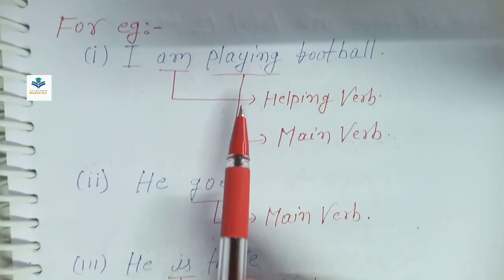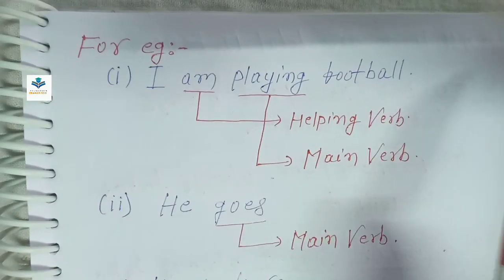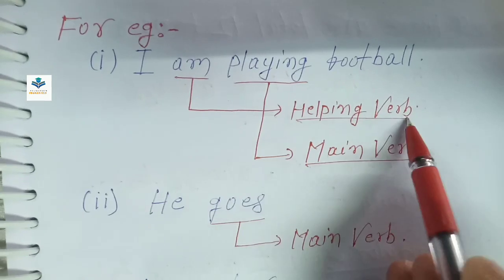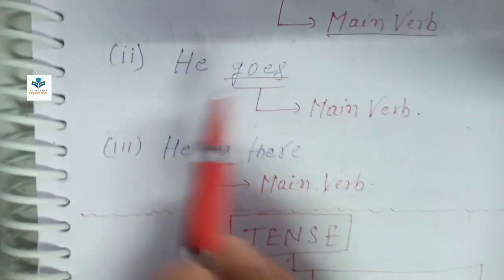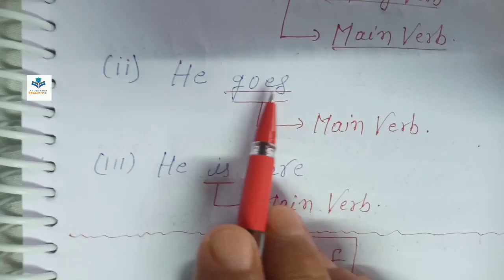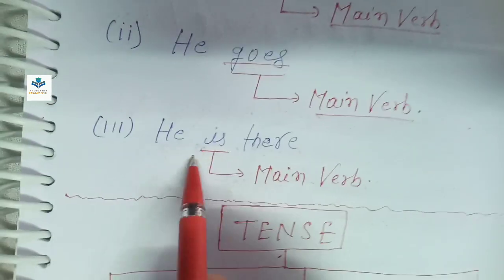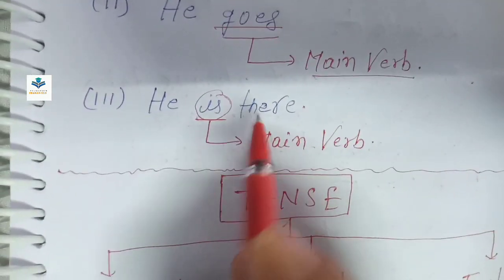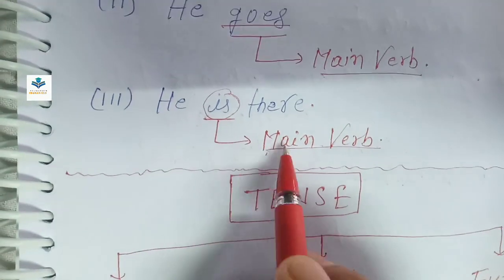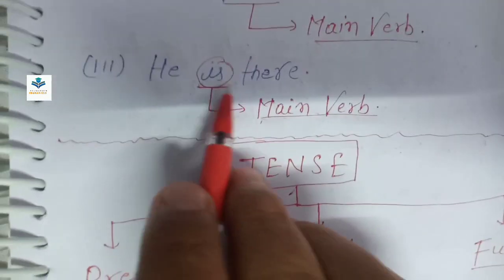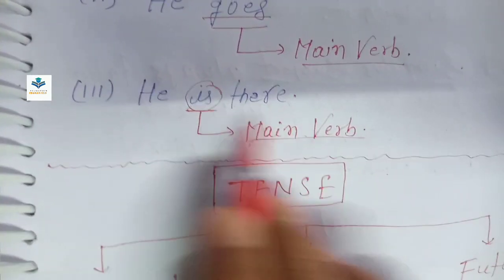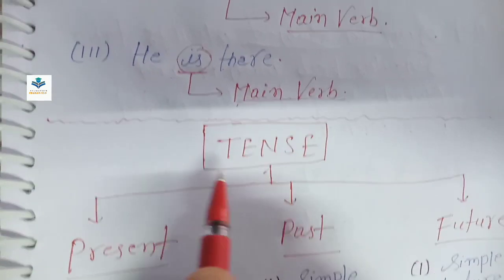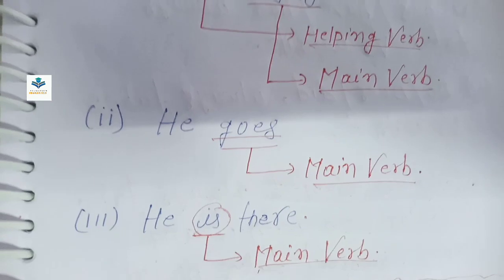As for example, suppose I write a sentence: I am playing football. So in this sentence, am is helping verb and playing is main verb. But if I write he goes, then in this sentence there is only one verb, that is goes, and that goes is main verb. And if I write he is there, in this sentence also there is only one verb, that is is, and this is used as main verb. Generally we know that is is a helping verb, but in this particular case, is is working as a main verb. So again I am telling you, if there is only one verb, either it is main or helping, it is known as main verb.